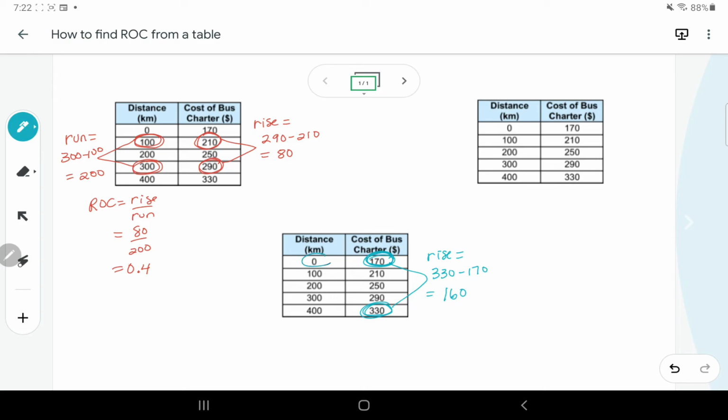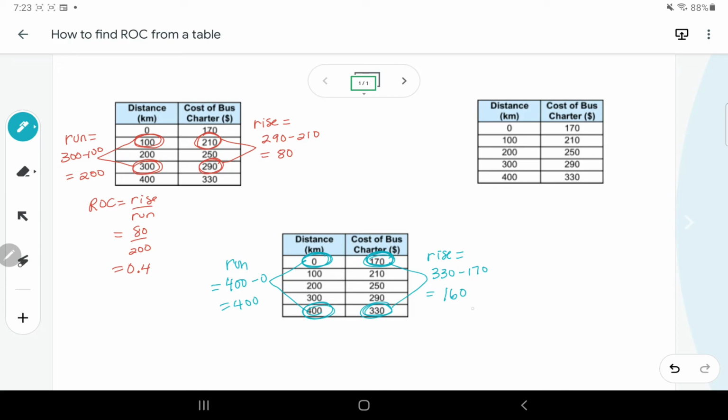Now for the run, I have to pick the ones that match. I have to pick 0 and 400. As long as they're right across from each other, right across from where your rise ones were, then you're okay. So for run, I would have 400 minus 0, so I get 400.